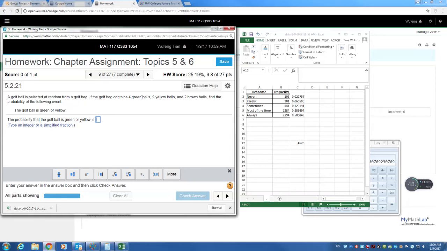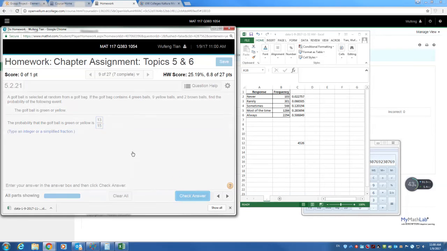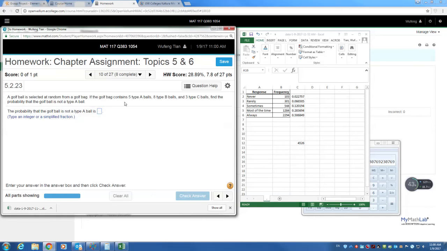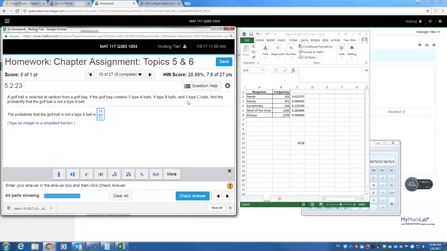So you have 4 green, 9 yellow, 2 brown. Find the probability of the following events. The probability of getting a ball that is green or yellow: it's 13, because you have 4 plus 9, so divide by the total, which is 15. And the probability of not being type A is just B and C, so it's 11 over the total, 16.